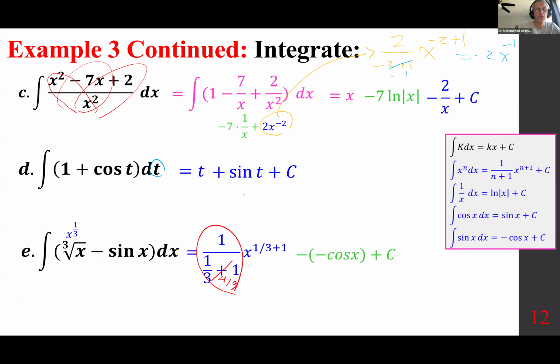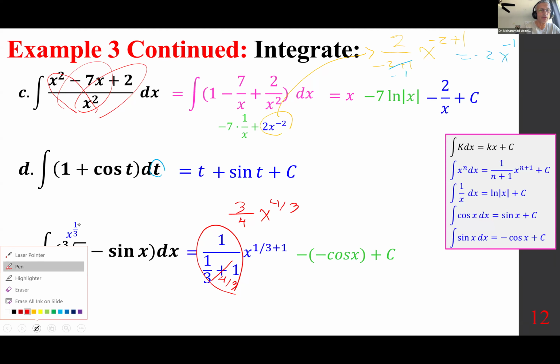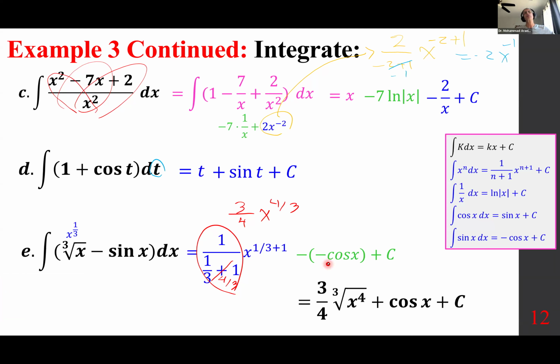This is 4/3, which makes this one 3/4, x to the power of 4/3, and x to the power of 4/3 is the cube root of x to the power of 4. This is negative times negative, positive, and a constant, and we are done.